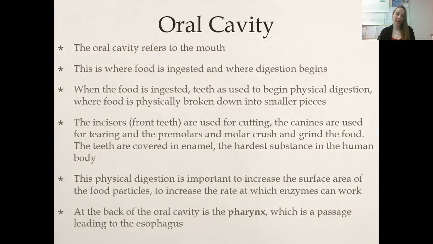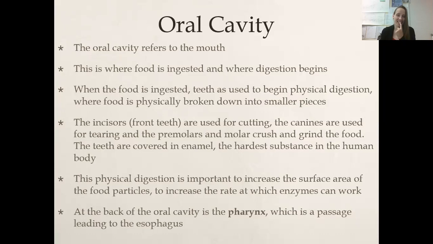Okay, so the oral cavity refers to the mouth. This is where food is ingested, and it's also the first place that digestion starts to happen. So it starts as both physical and chemical digestion. The physical digestion is like chewing the food to break it down into smaller pieces.